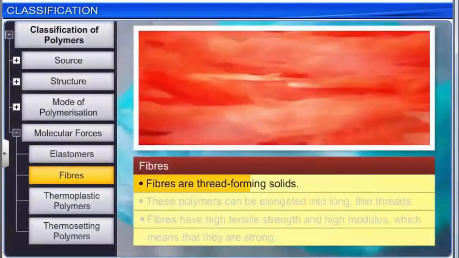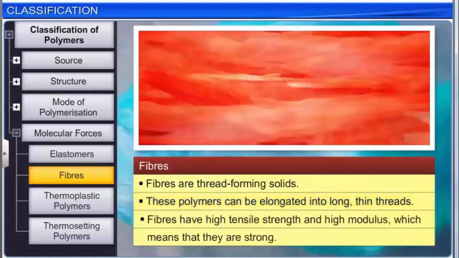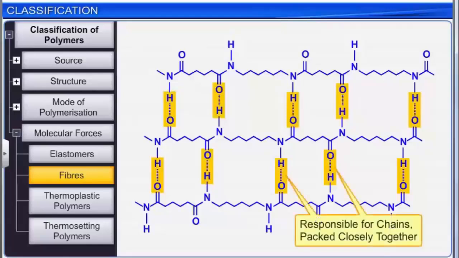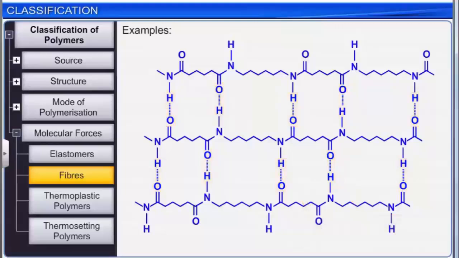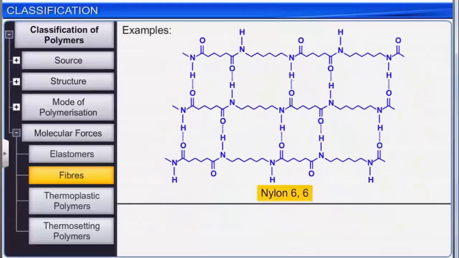Fibers are thread-forming solids. Since these polymers can be elongated into long, thin threads, they have high tensile strength and high modulus, which means that they are strong. Hydrogen bonding exists between the chains, because of which the chains are packed closely together. Examples of polymers that form fibers are polyamides such as nylon 6,6 and polyesters.